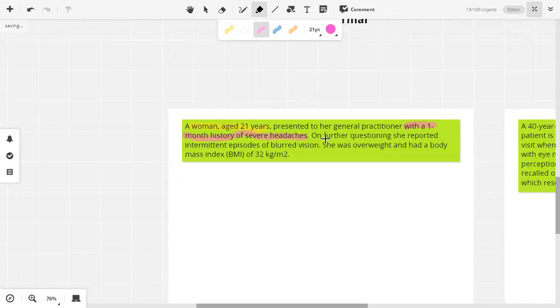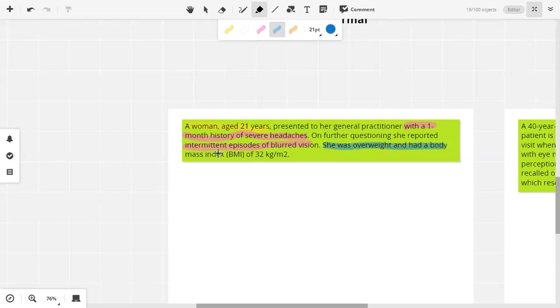1 month. On further inquiry, she reported intermittent episodes of blurred vision. Intermittent episodes of blurred vision, the second important complaint. So she was overweight and had a body mass index, BMI, of 60. So this can either be present obesity, and so this can either be a comorbid or a premorbid. So we have one more thing.